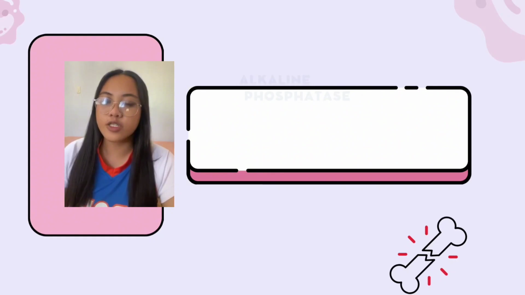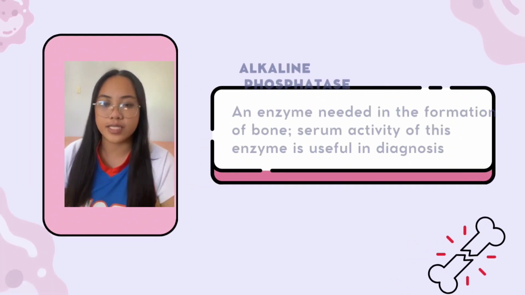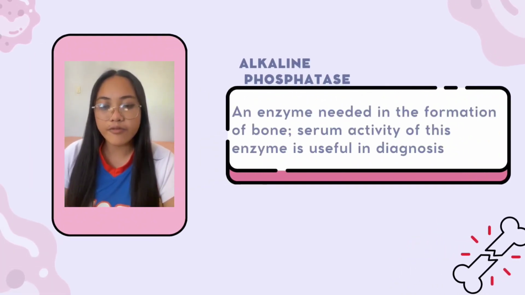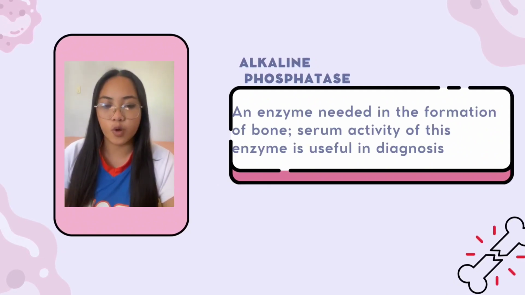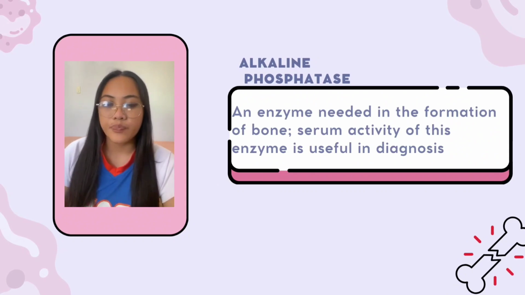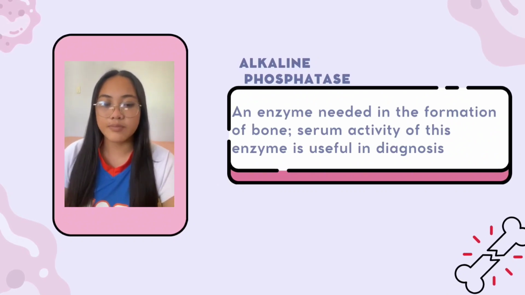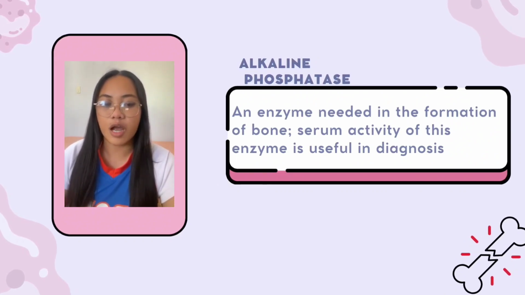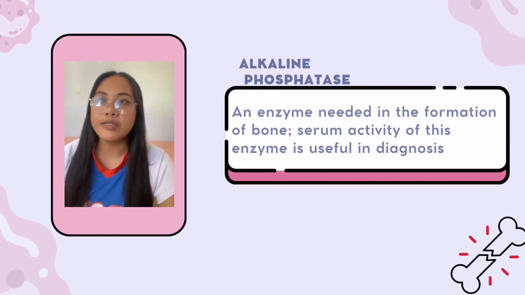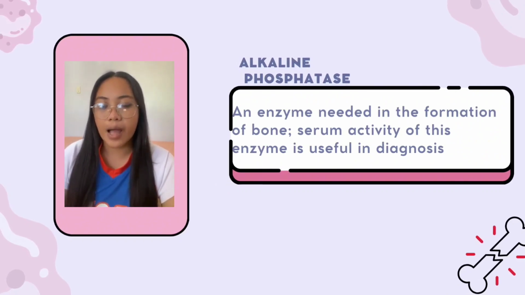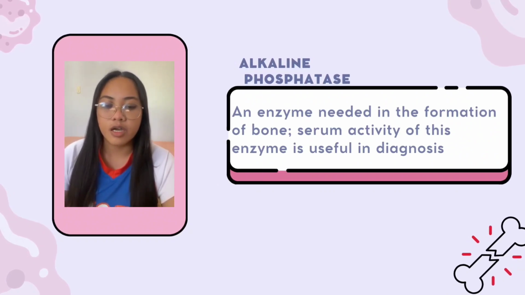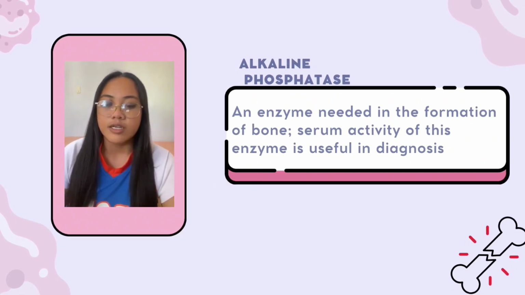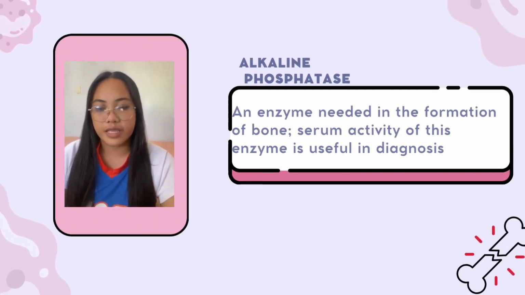So for the first one, we have here the alkaline phosphatase. So when we say alkaline phosphatase, it is an enzyme needed in the formation of bone. So when we say enzymes, these are proteins that help speed up chemical reactions in our bodies. So here, when you have high levels of alkaline phosphatase or ALP in your blood, it may indicate liver disease or certain bone disorders. So that is for the alkaline phosphatase.